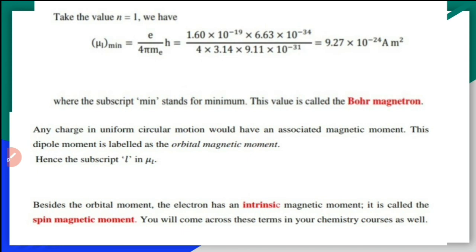Besides this orbital magnetic moment, an electron has an intrinsic magnetic moment called spin magnetic moment. Intrinsic means that by nature it has a magnetic moment. You will study these things further in higher studies, or come across them in chemistry. For us, what is important is the Bohr magneton, the fundamental magnetic moment of an electron revolving around a nucleus. With this, we conclude today's session.